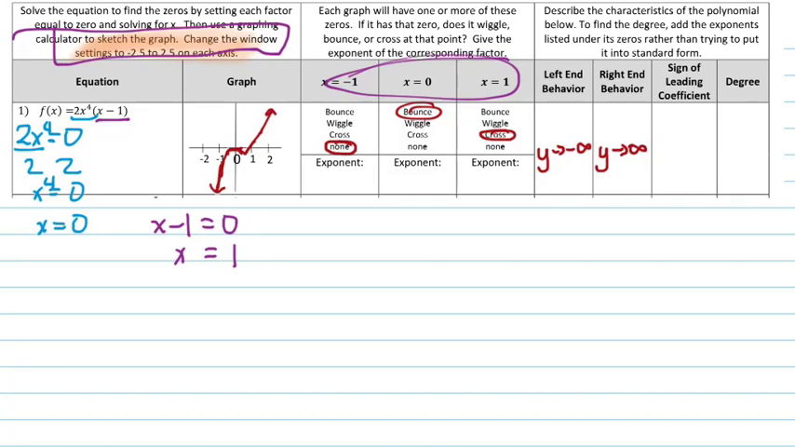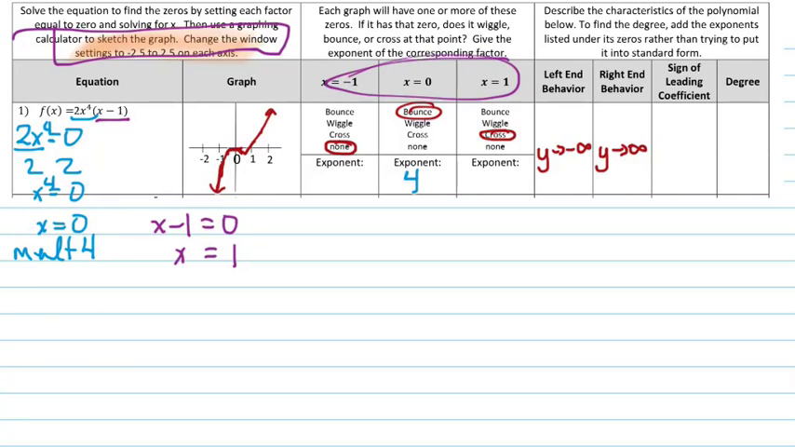The x to the 4th is the one that is going to give us the exponent for the 0, and so that was the 4. Another thing that will sometimes be called is the multiplicity. It'll be called a multiplicity of 4.